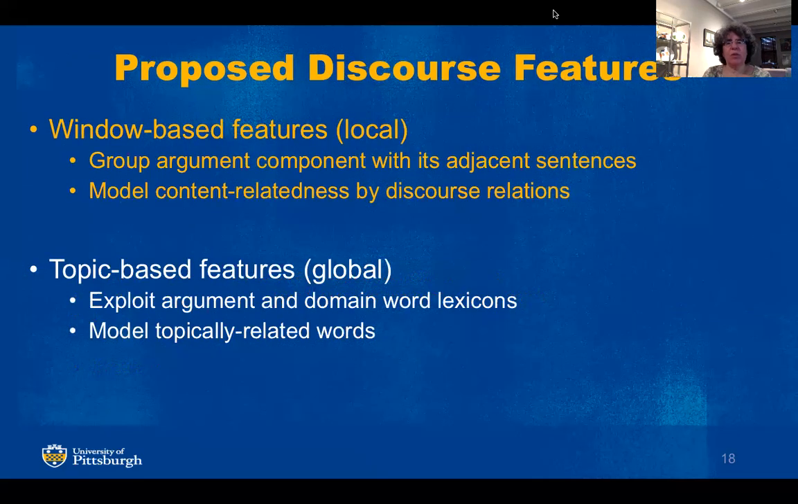And as I mentioned, the proposed discourse features we looked at were twofold. One was based on this notion of windows, sort of similar to linear text segmentation. And the second, which I won't be talking about, was based on the topic. And although I won't be talking about it, the results that I'm presenting, when I say discourse, are a combination of both the local and the global features.